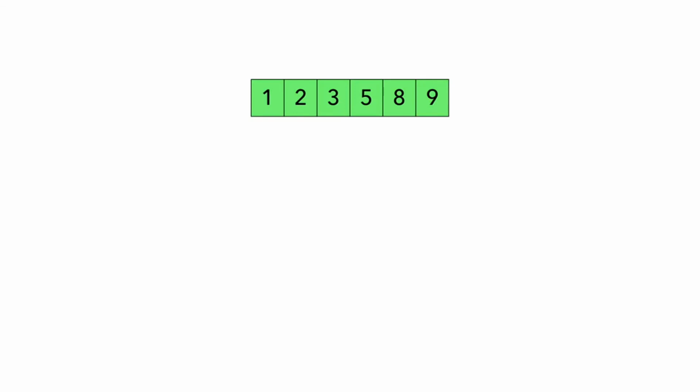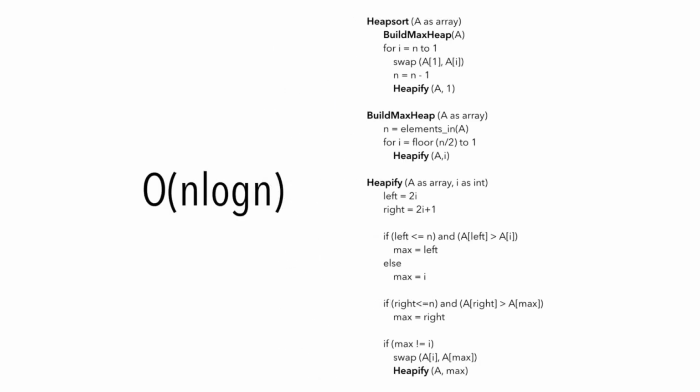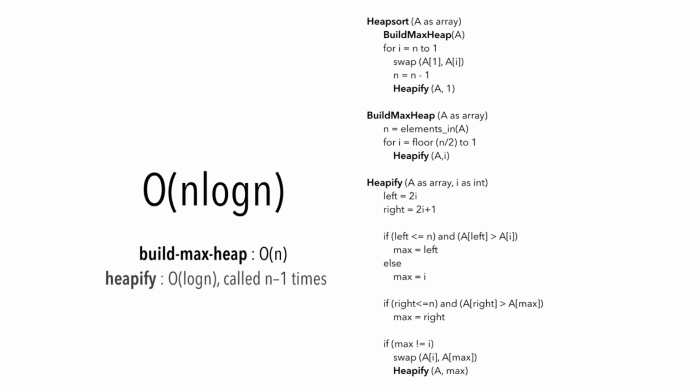We're all done. Our array is fully sorted. Here's the pseudocode for heap sort. The time complexity of heap sort is big O of n log n. Build max heap takes O of n time. Heapify runs in O of log n time, but we end up calling it n-1 times.